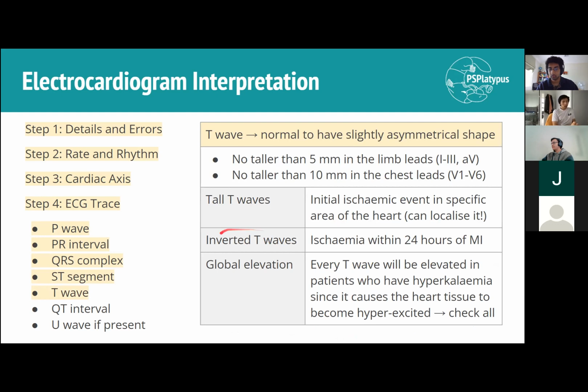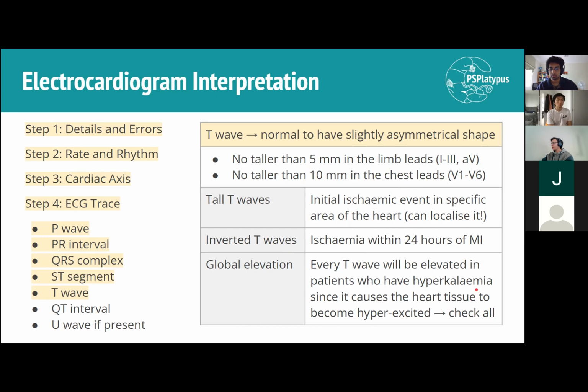Inverted T waves happen in ischemia within 24 hours. Again, might not be possible if the patient doesn't notice that they're having it. And then the main thing is global elevations. So you want to make sure if you see a tall T wave, check if there's actually elevations in all the T waves everywhere. If that's the case, then you're not looking at an ischemic event. You're thinking more about hyperkalemia.